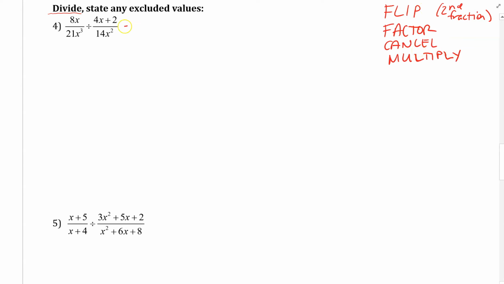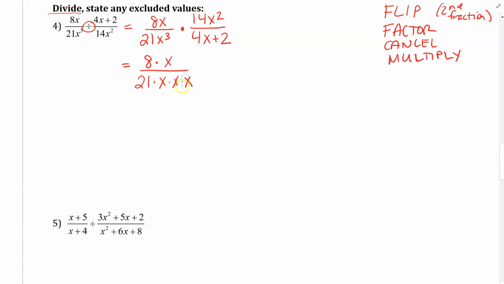Okay, so then that means I'm going to start, the first fraction stays the same, but this division turns into multiplication, and then I flip it. So the 14x squared ends up in the numerator, and the 4x plus 2 ends up in the denominator. And then I basically start factoring. So the first numerator is just 8 and x, and then 21 is 21 times x times x times x. You don't have to do this. We just need to be aware, right?